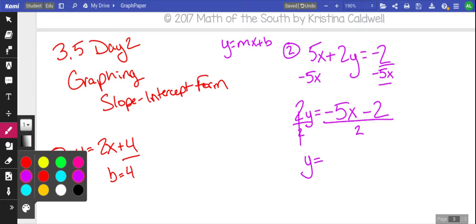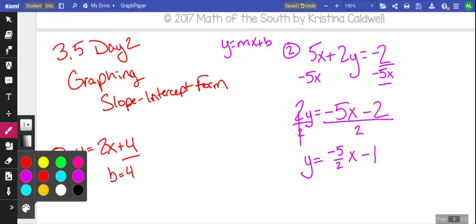So I've got -5/2 x. There's nothing I can do to simplify, so it's just -5 halves x. And then -2 divided by 2, that's going to leave me with -1. So be careful with that division. Be careful with your signs. That's probably the easiest step to make a mistake on.